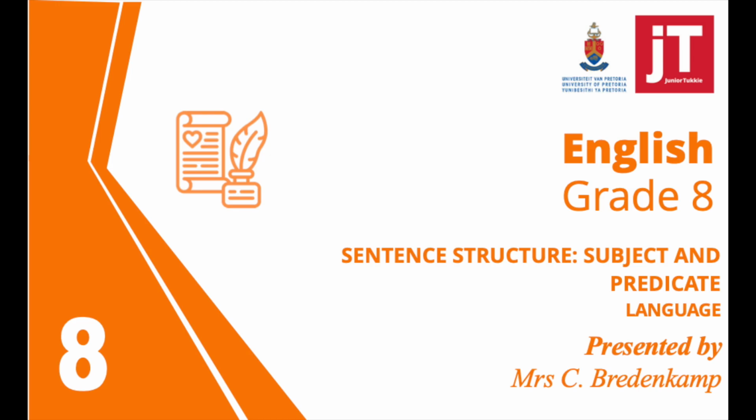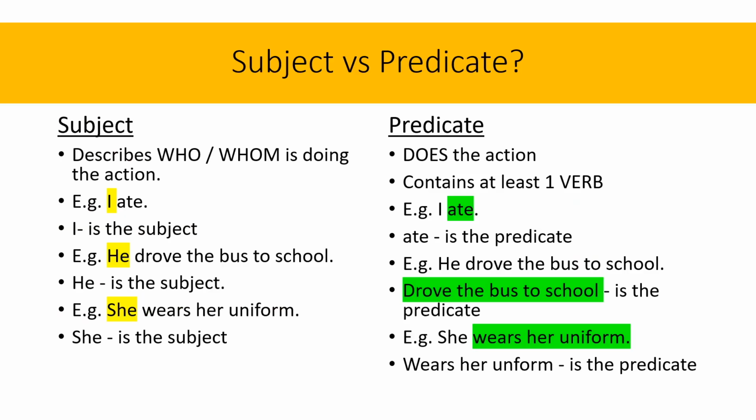Let's get into it. What is the difference between the subject and the predicate? The subject describes who or whom is doing the action. For example, I ate. I is the subject. I am the one who's doing the action of eating.